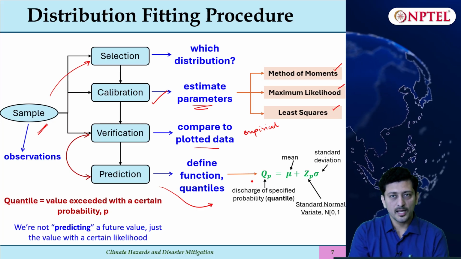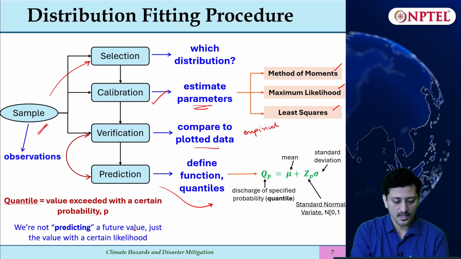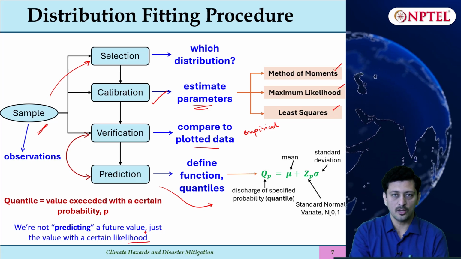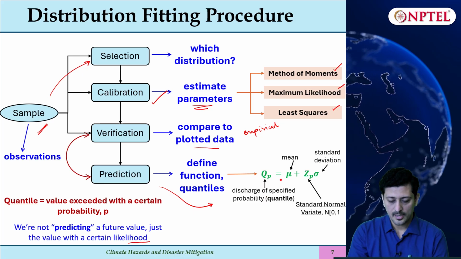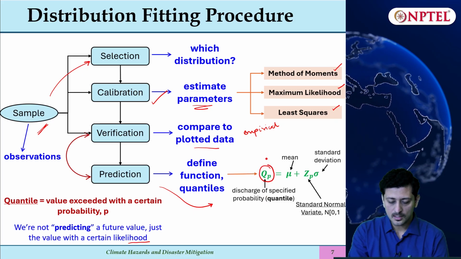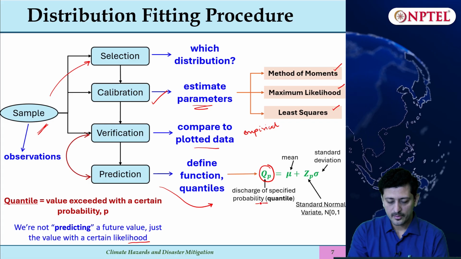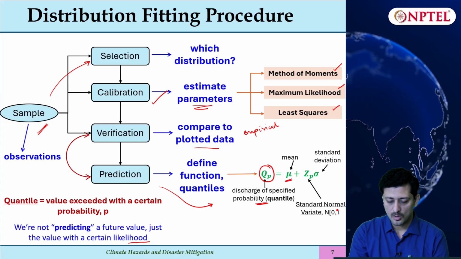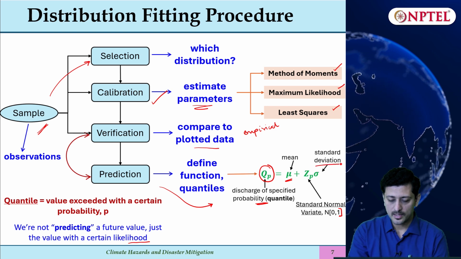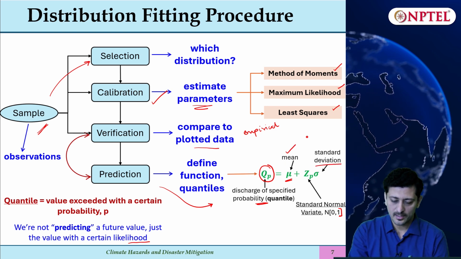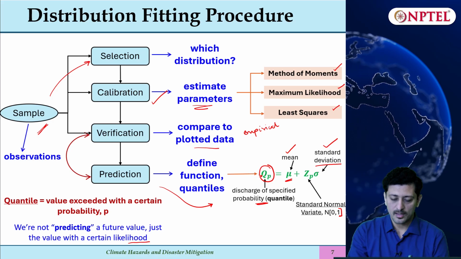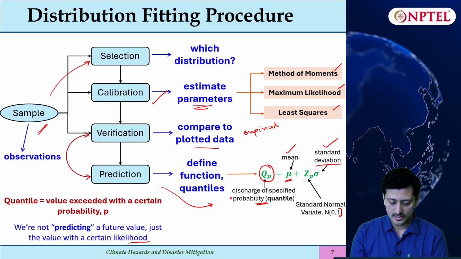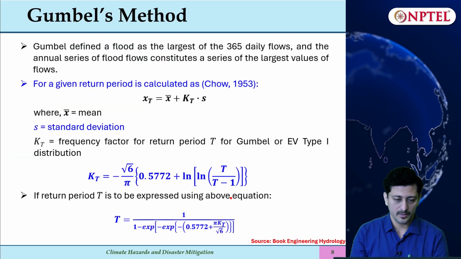So here prediction does not mean future prediction, rather it just means to say what is the likelihood of a value to occur in a certain time span. So here QP is a discharge quantile of a specified probability, mu is the mean, ZP is the standard normal variate, N(0,1), and sigma is the standard deviation. So if you estimate the parameters, then you can analyze what is the function quantile which is estimated.